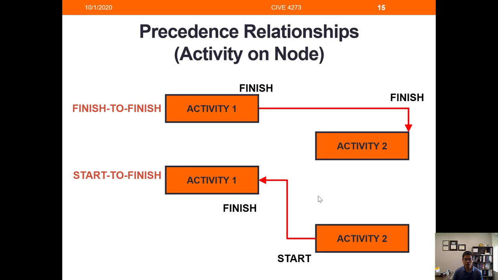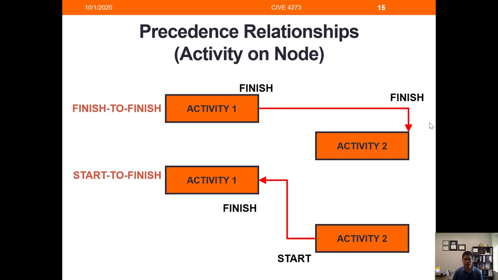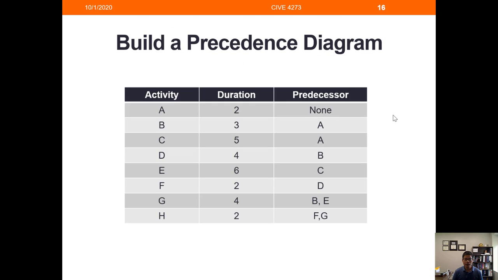And in this class, we will only focus on the finish to start relationship, and this is the most common one. Basically, that means activity 2 cannot start until activity 1 is finished. So this will be the focus of this entire course. Now let's try to use what we learned from the previous class materials and try to build a precedence diagram.